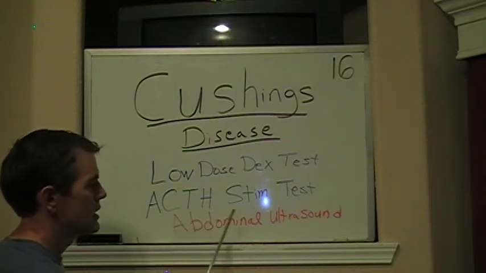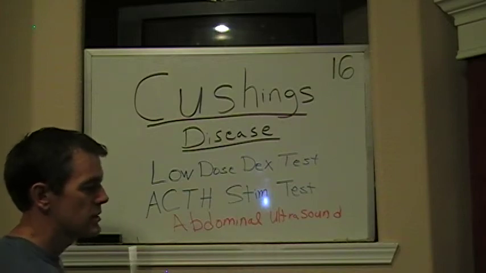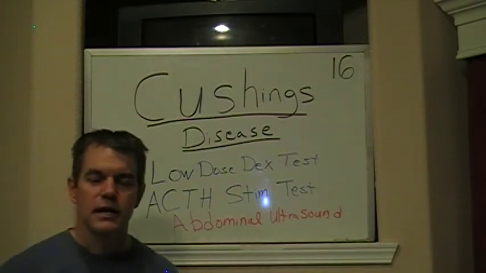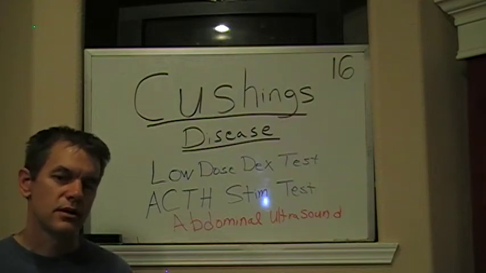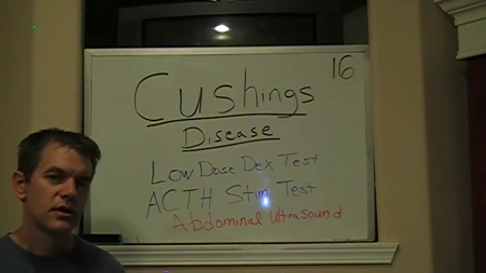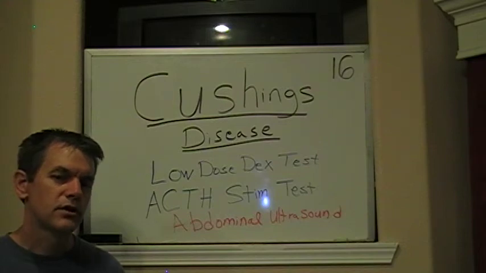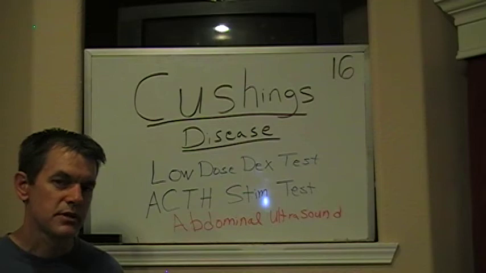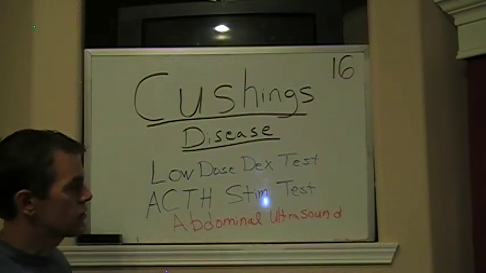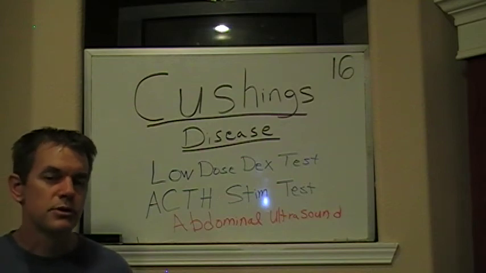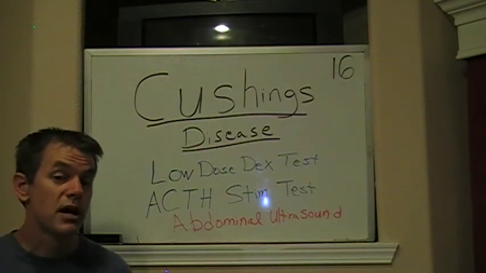The second test is an ACTH stim test, which is adrenocorticotropic hormone, and this is a stim test. So basically what we're doing is we're giving the pet a signaler for the adrenal gland, and we're seeing if they over respond to the stimulus, because pets with Cushing's disease will over respond to that stimulus and produce too much.